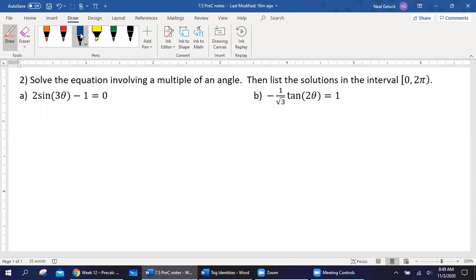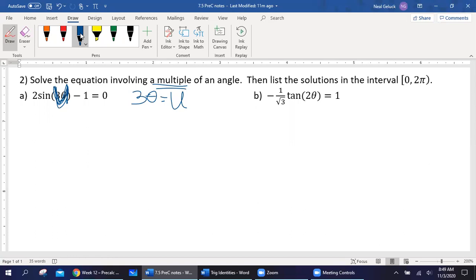So on these ones that involve the multiple of an angle, but it's not convenient to use a double angle identity or something like that, I'm going to replace the 3 theta with the letter u, and that's just arbitrarily chosen. So instead of this being 3 theta, think of it as just a big letter u. That could have been a y or an x or anything, but typically they call it u substitution. So we're going to use the letter u.